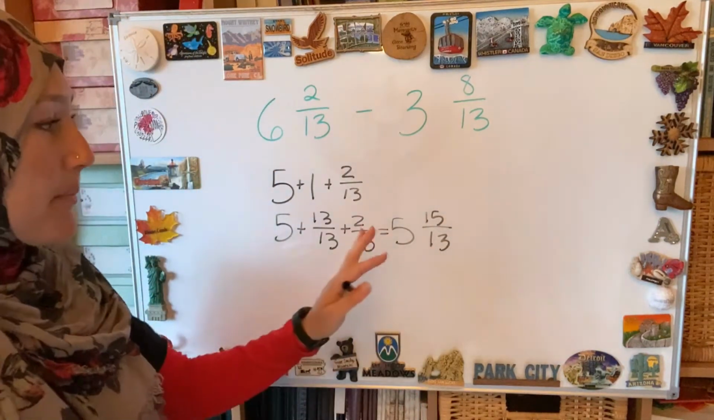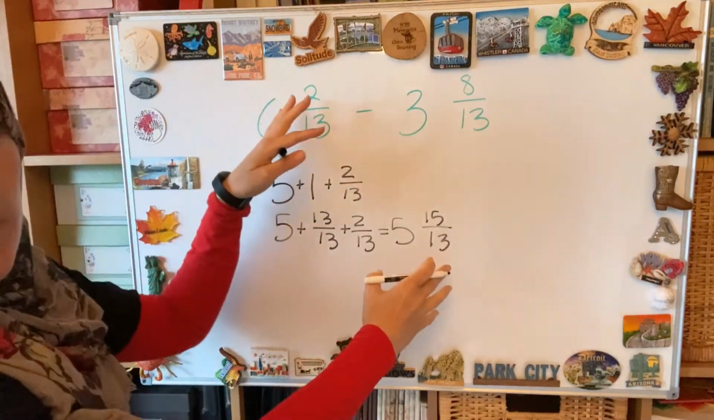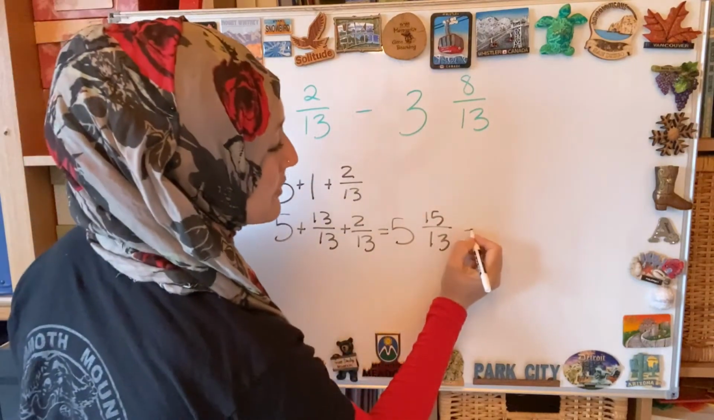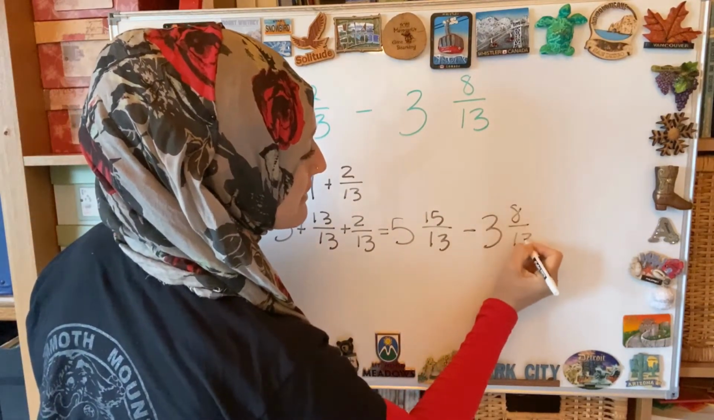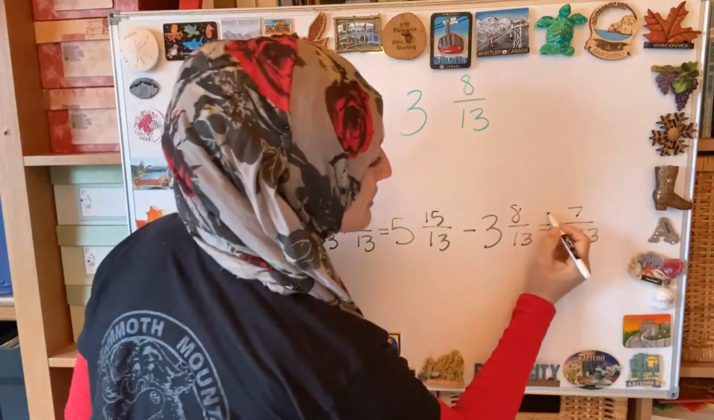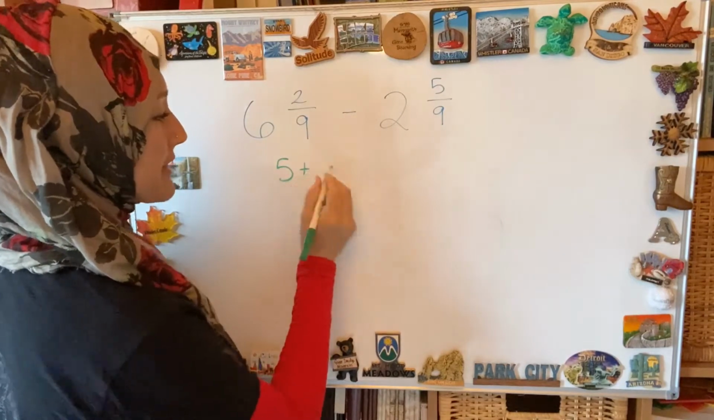Now I just put it all back together and I get a 5 15/13. And I pause there and I say, okay, now I've renamed it. Now I need to do the rest of my subtraction. So just leave this part here and do the rest of your subtraction. 3 8/13. Now that I have enough, I can just do, this is back to the last lesson, just plain subtraction, super fast.